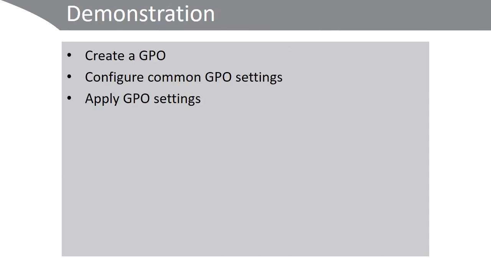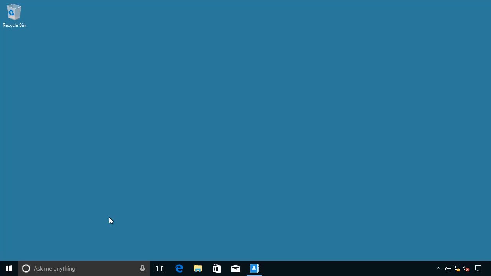Let's take a look at how to create a group policy object, how to configure some common group policy object settings, and then how to apply those settings to a client computer. Okay, a very common administrative task to perform is to configure group policies. There are a number of tools that are provided for this.